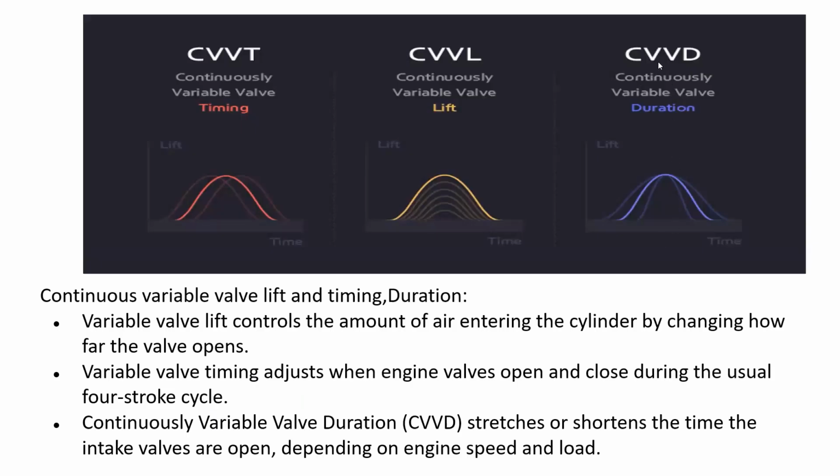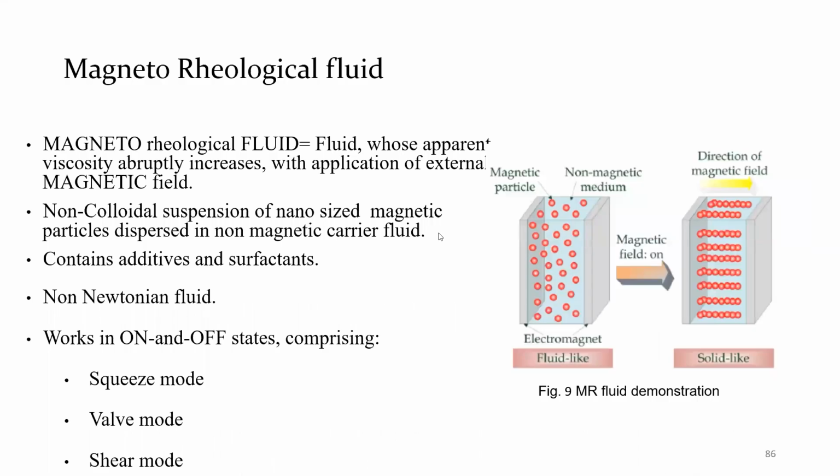And in the CVVD, continuously variable valve duration. So these are the technologies to vary the valve lift and timing to get the optimum combustion effectively. All the car manufacturers are using this technology. And now, where are we doing our work here?